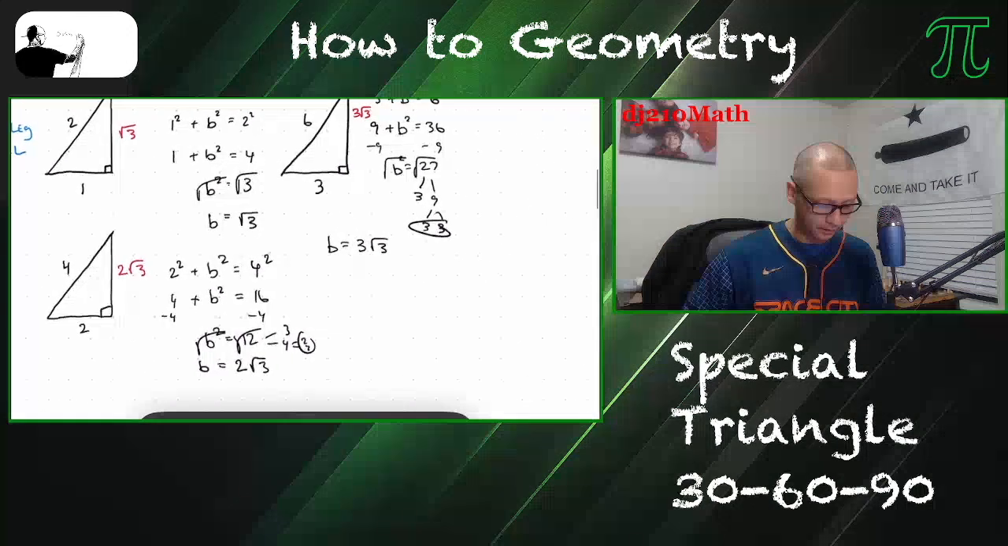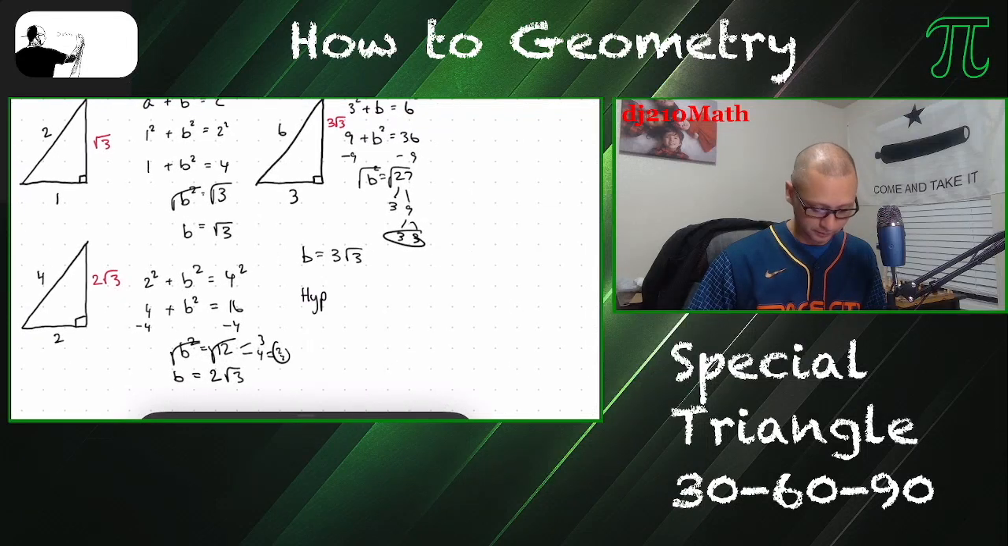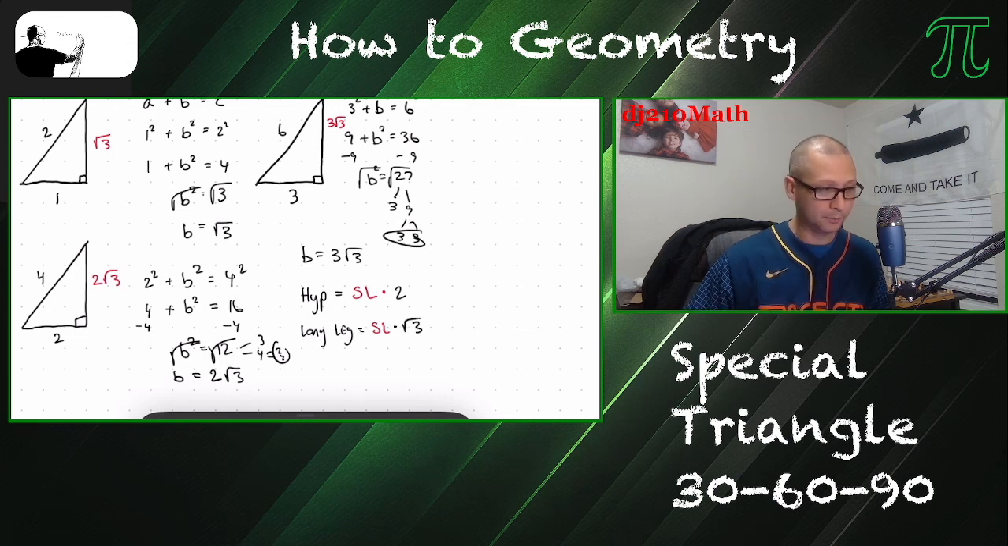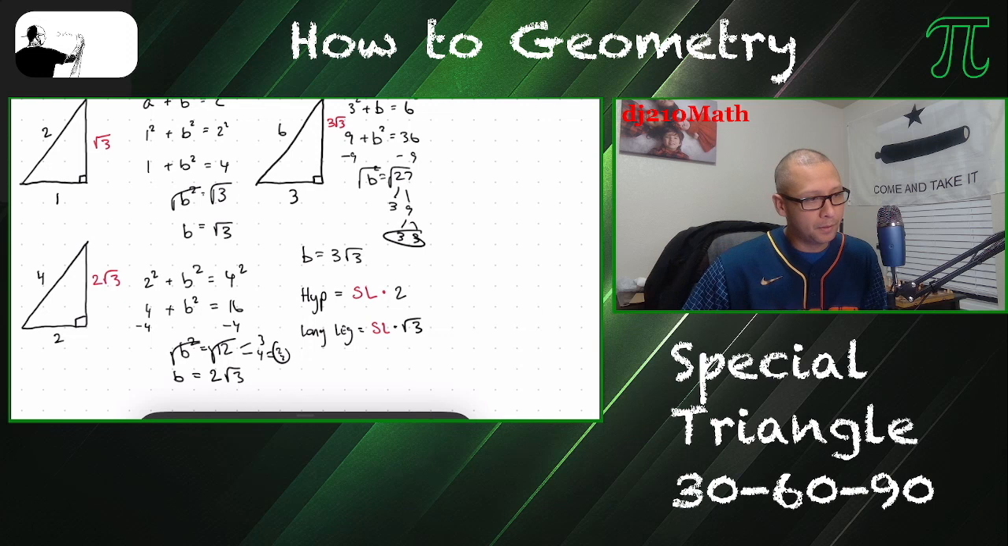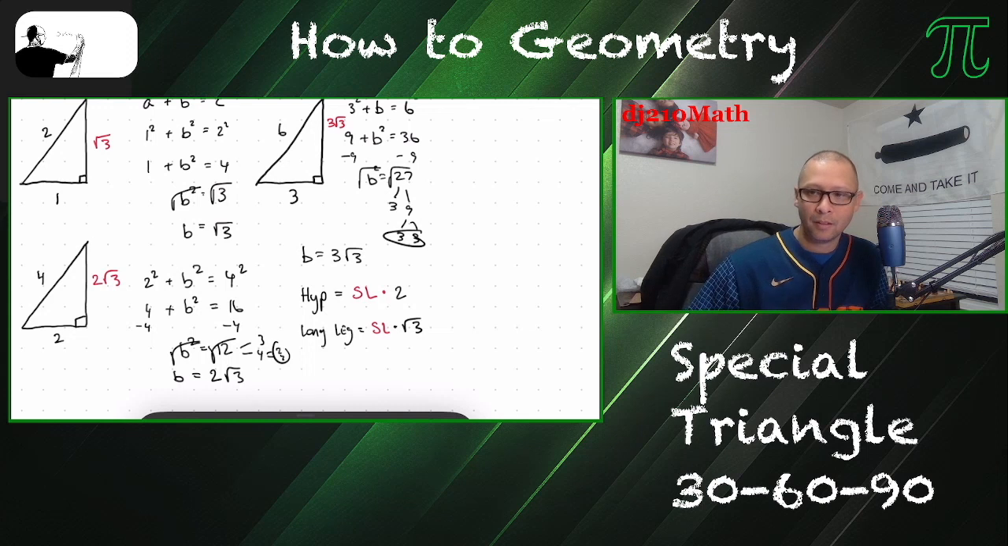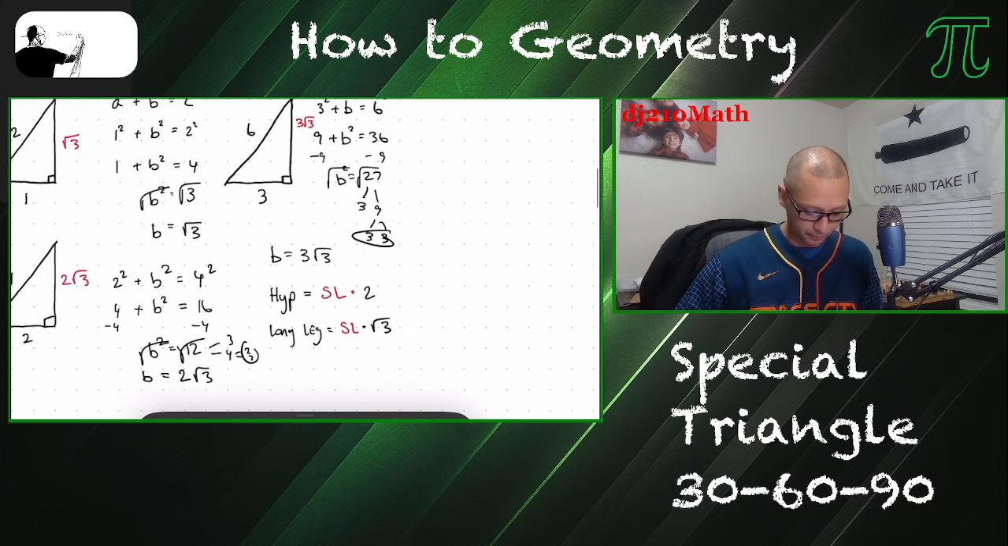So let's write these down. The hypotenuse is equal to the short leg times 2. The long leg is going to be the short leg times root 3. So knowing what the short leg is is pretty important. Now, you're not always going to be given the short leg. You're going to be given one of the three, and then you're going to have to be able to figure out what the other two are. And there is a really good process, which I'm about to show you right now.